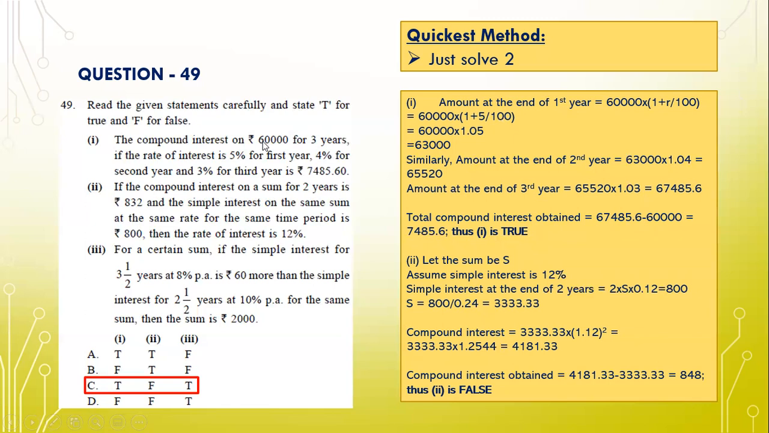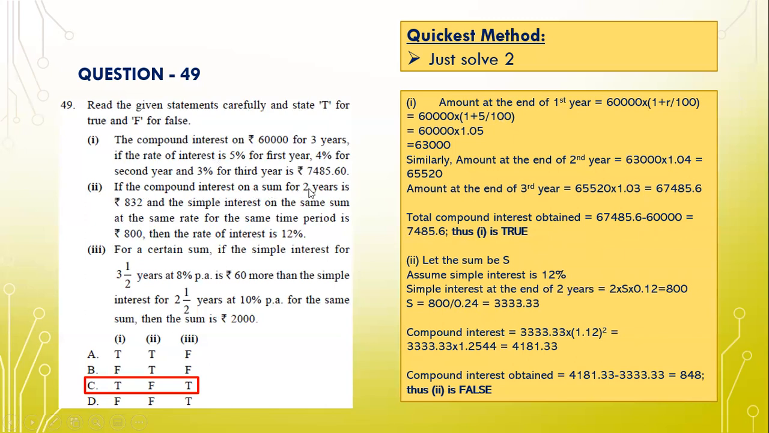So what is the total compound interest obtained? It is 67,485.6 minus the principal, which is 60,000, which is 7485.6. So the first is true. The compound interest is 7485.6, which is true. First is true. Let's see the second one.